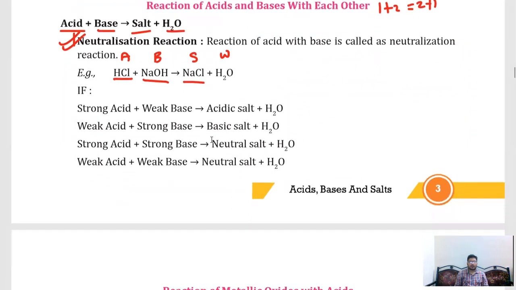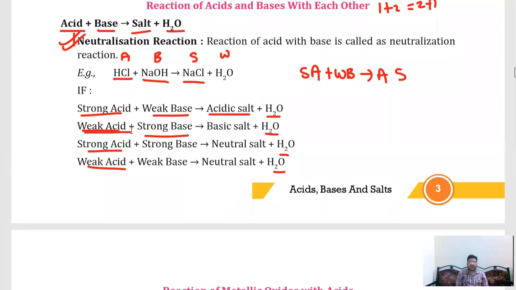Here we know there are 2 types of acids, strong acid and weak acid, and 2 types of bases, strong base and weak base. Now there are combinations. If a strong acid combines with a weak base, of course we will get salt, but which concentration is high? Acid concentration is high. Strong acid means H plus ion concentration is big, weak base means OH minus ion concentration is lesser. So with a strong acid, we get an acidic salt, and water is common in all cases.